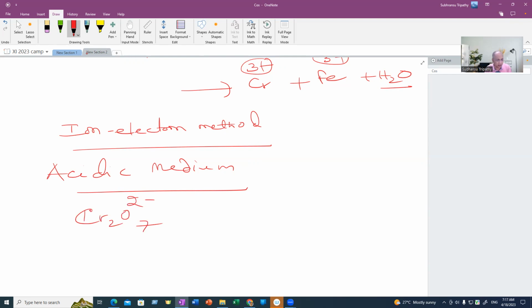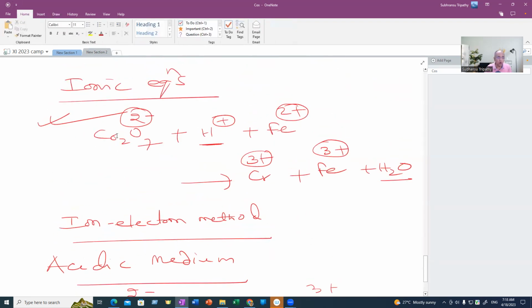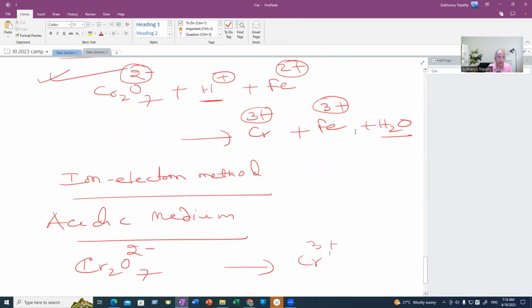Dichromate, leave a little space because a lot of things have to be added here, is giving Cr3 plus. Look at one ion on the left side and the corresponding ion on the right side. Don't look at H plus, don't look at water. They will come automatically. Only look at the oxidant ion. Dichromate is the oxidant ion and ferrous is the reductant ion. All the spectator species have been removed.